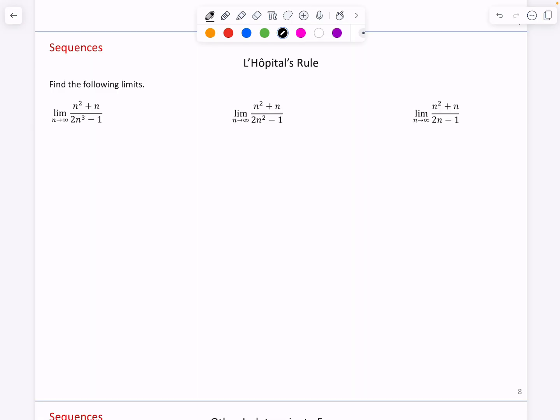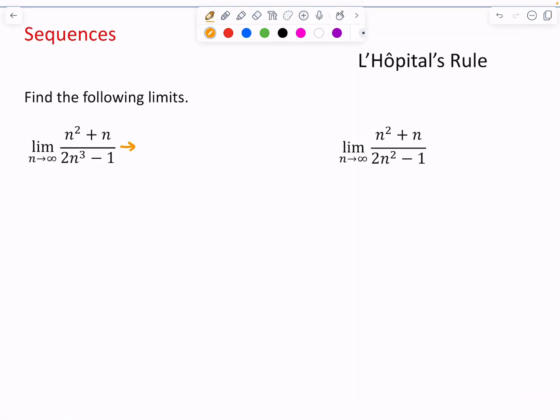Find the following limits. We use L'Hopital's rule 3 times. As n approaches infinity, we get infinity plus infinity, which is an infinite numerator, and we get infinity minus 1, which is an infinite denominator. So this triggers L'Hopital's rule. So differentiate the numerator, we get 2n plus 1. Divide by differentiate the denominator, we get 6n squared. And then reassess. This will still approach infinity over infinity. So that means we got to use L'Hopital's rule on this sequence.